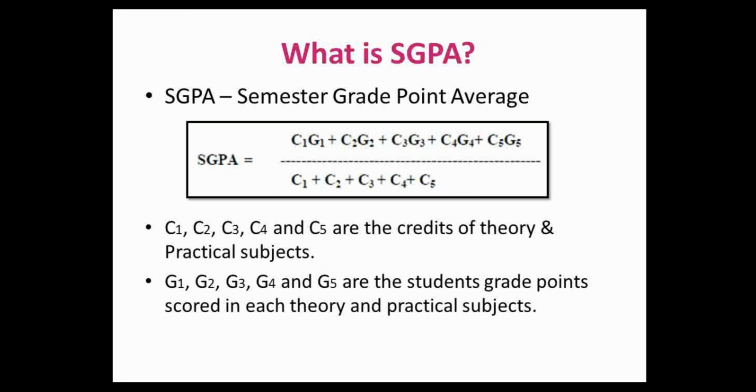SGPA is the semester grade point average, which exhibits the result of each and every semester of the respective course. The general formula is given over here. C1, C2, C3, C4, C5 are the credits of the theory and practical subjects present in the respective semester, whereas G1, G2, G3, G4 and G5 are the grade points scored by the student in each theory and practical subject. These grade points depend on how much marks you have scored out of 100.